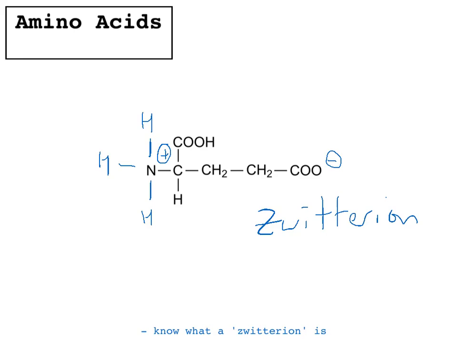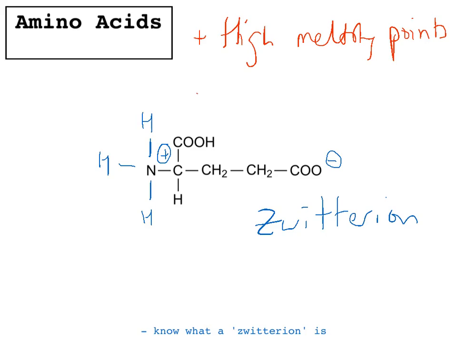What that means is that amino acids have high melting points, because essentially what you have to break to melt it is ionic bonds, and they dissolve in water. So even though they are organic molecules, they will dissolve in polar solvents, and they won't dissolve in non-polar solvents because of this property that they have a negative end and a positive end.